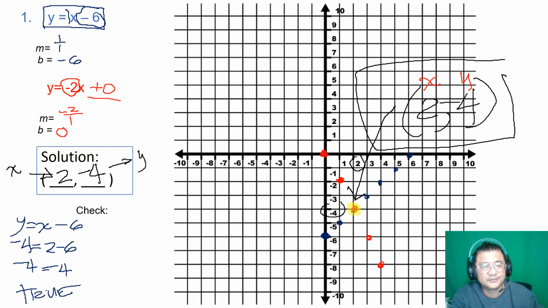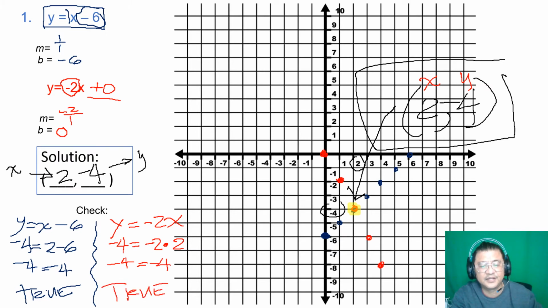Okay. Next, let's try the one in red. So copy the original equation. Y is equal to -2x. Substitute. Instead of writing y, I write -4. Copy -2 times. Instead of writing x, I write 2. Left side is -4. Right side is -4. It's a true statement. Okay, the solution satisfies both equations. Therefore, I am positive that 2 comma -4 is the solution.